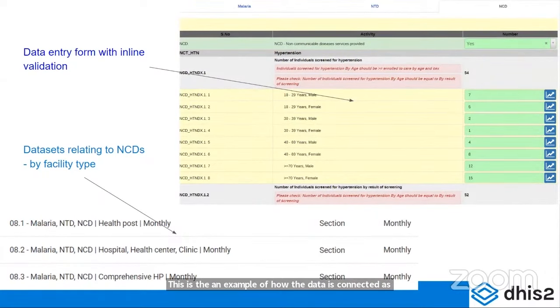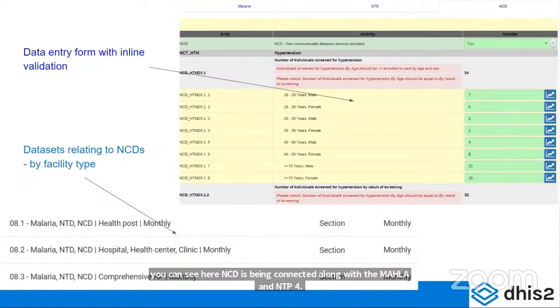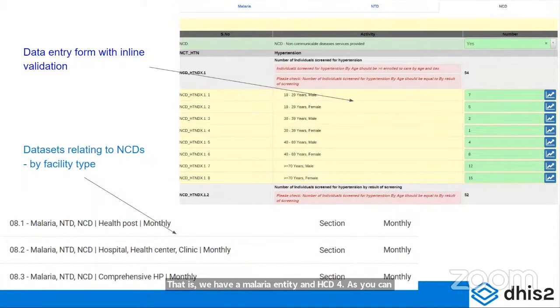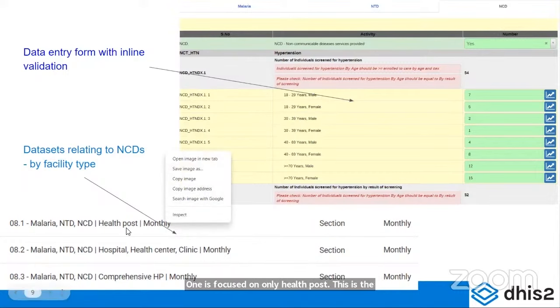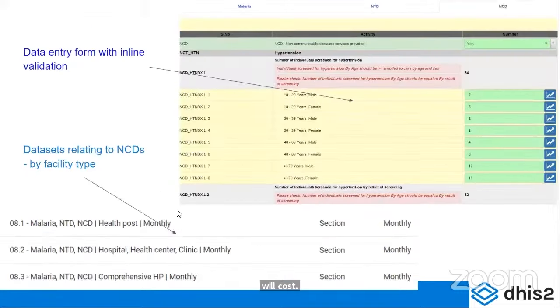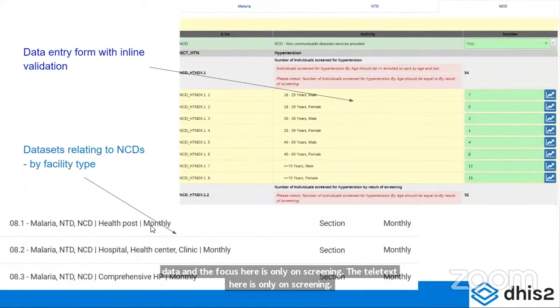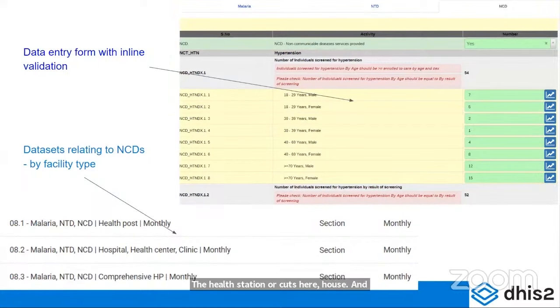This is an example of how the data is collected. As you can see here, NCD is being collected along with the malaria and NTD form. We have a malaria, NTD, and NCD form, and as you can see, we have three kinds of data sets. One is focused only on the health post. This is the community level data. The focus here is only on screening. The health extension workers go house to house and screen every member of the household for any risk of cardiovascular disease, hypertension, diabetes mellitus, or many types of cancers. And whenever they identify them, they refer them to the health centers, which are the next level.